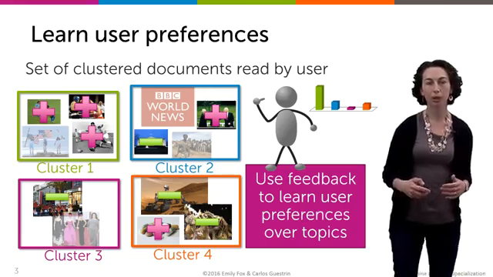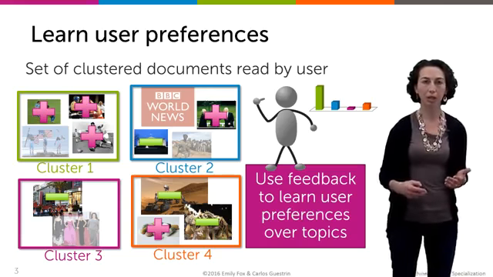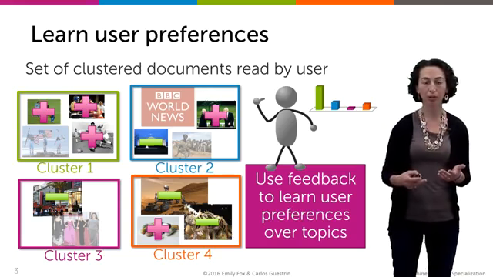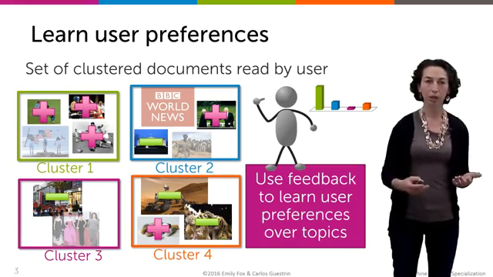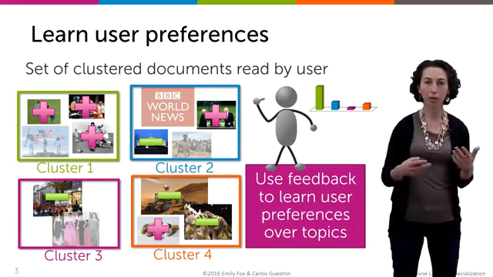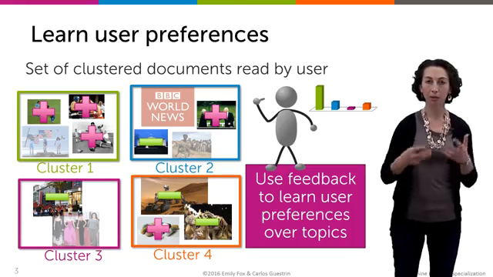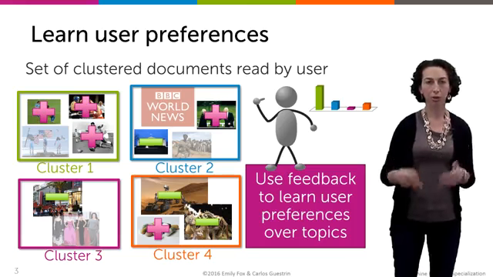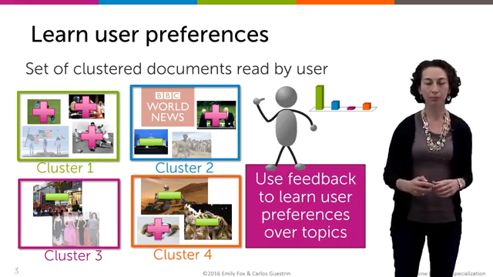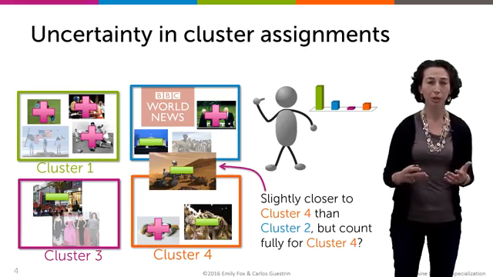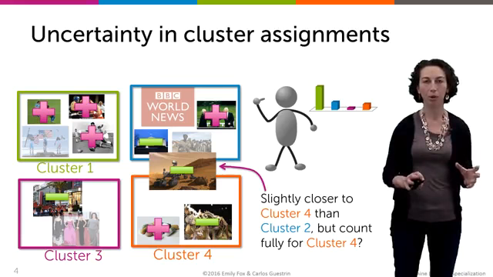Well, to motivate this, we can return to our task where we're interested in learning a user's preference over a set of topics. And to do this, we talked about clustering documents into some set of topics, and then using the user feedback on the articles that the user read, combined with this clustering structure to learn the set of preferences of this user over these topics. But we're rarely in situations where the data are clearly separable.